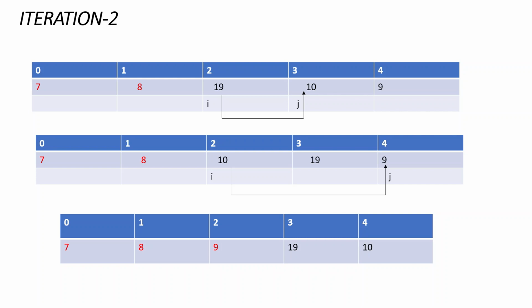After the completion of the third iteration, that means iteration 2, we can notice that 9 is the third smallest element among the elements. Again from the definition, the unsorted part is at the right side and the sorted part is at the left side. That means here 7, 8, 9 are at the left side, and the unsorted part, 19 and 10, is at the right side. So we have to sort the remaining 2 elements in the next iteration.